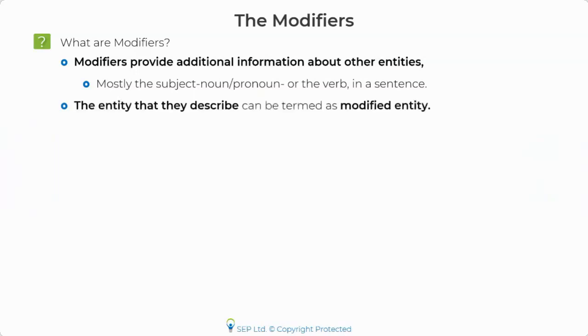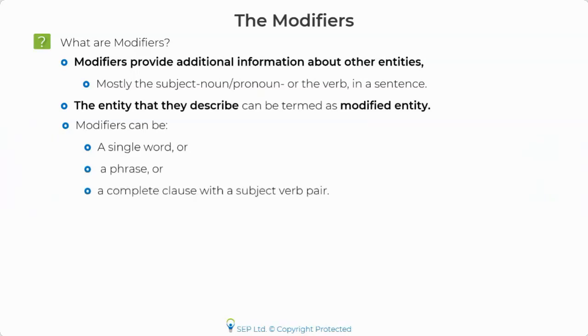And the entity that they are modifying is known as a modified entity. So in today's session, when I talk about modified entity and modifier, you should know what I'm referring to. Modifier is the additional information. Modified entity is that thing or person about which the modifier is giving additional information. Now, modifiers can be a single word modifier. We call them adjectives or adverbs, okay? A phrase can also act as a modifier, and a complete clause with a subject verb pair can also be a modifier of the subject or the verb.